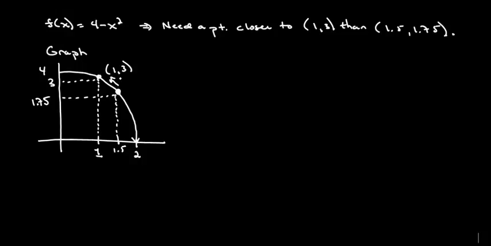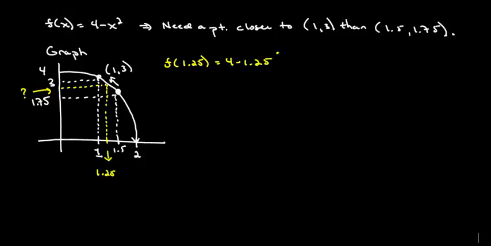Now what we want to do is move closer to the point 1 comma 3. So I used 1.25. I split the difference. You could use anything you want that's between 1 and 1.5. Now what we need here is the height value so that we can get a second point. So what is the function at 1.25? Well, this will give us the height value.